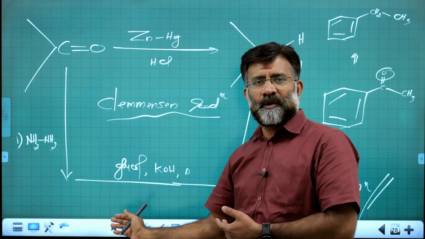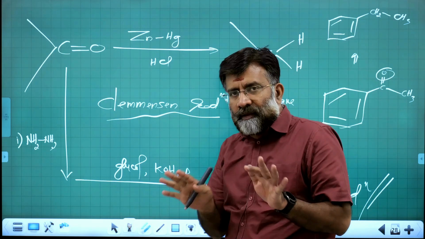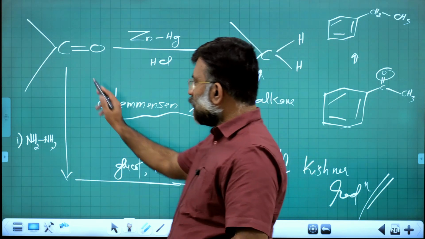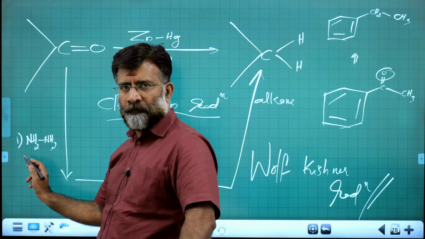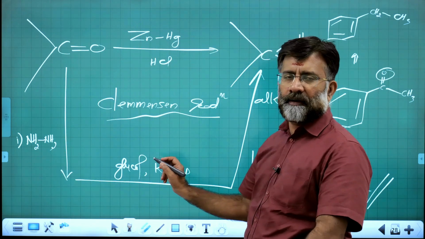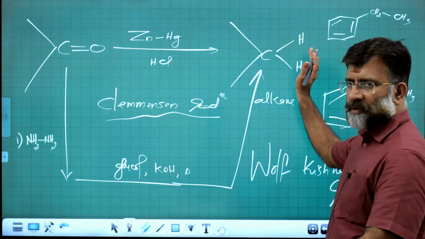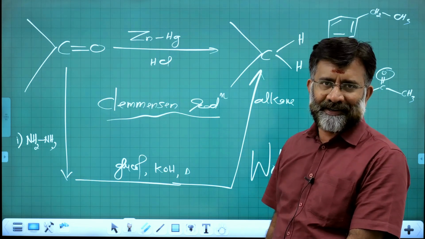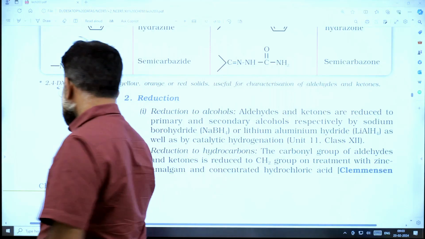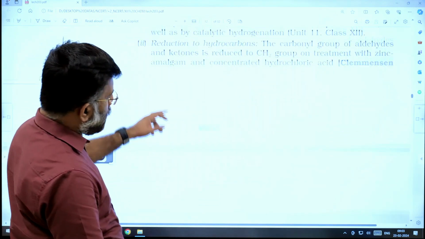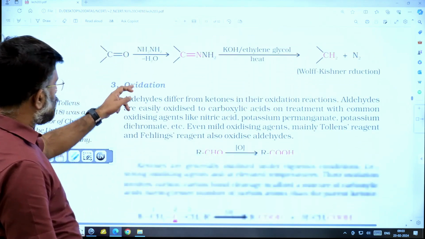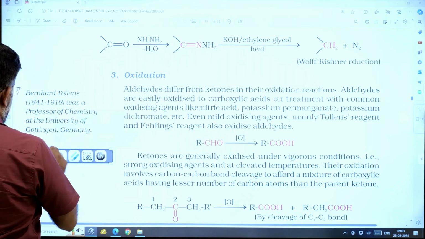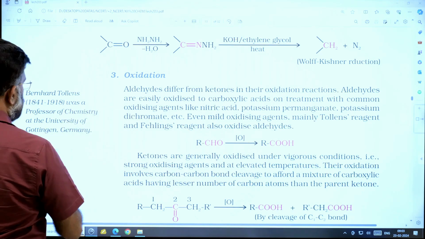If you want this, you can select this, because it gives the same result but in a different way and by a different mechanism. Here we first react with hydrazine, then heat with ethylene glycol and KOH, and you get the same result. This is called the Wolff-Kishner reduction and this is called the Clemmensen reduction, right? So that is about two important reduction reactions, and our next discussion is oxidation.